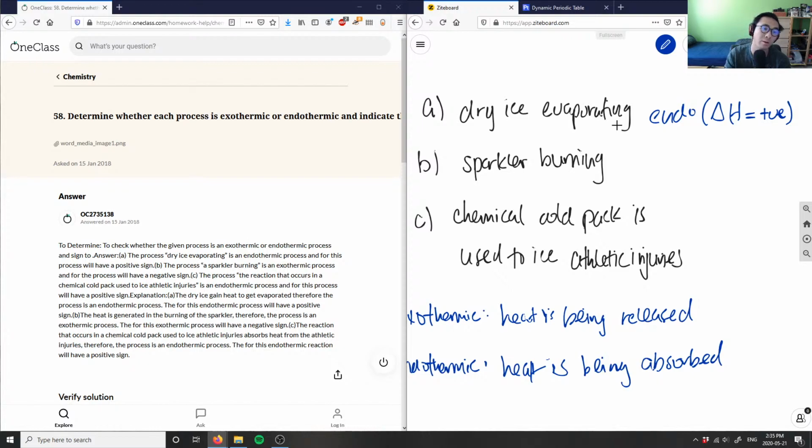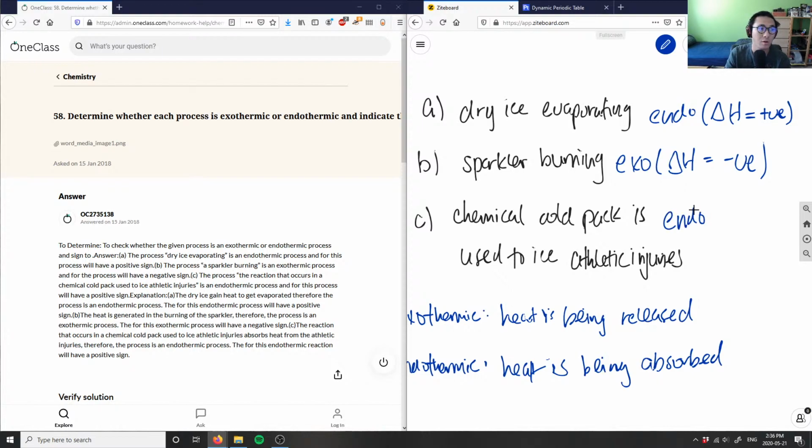A sparkler burning, this is an exothermic reaction. Again, something is combusting. These are all exothermic reactions. You can feel the heat when a sparkler is burning, right? If you stick your hand close to the sparkler or close to a fire, you know that this here is exothermic. And delta H here is negative for an exothermic reaction because heat is being released into the surroundings. And finally, the chemical cold pack here, this is an endothermic reaction.